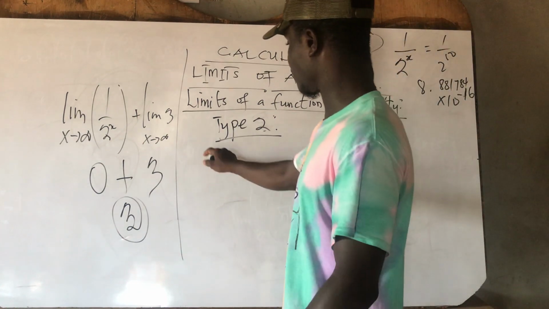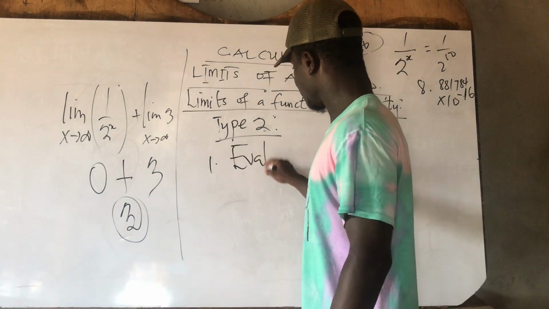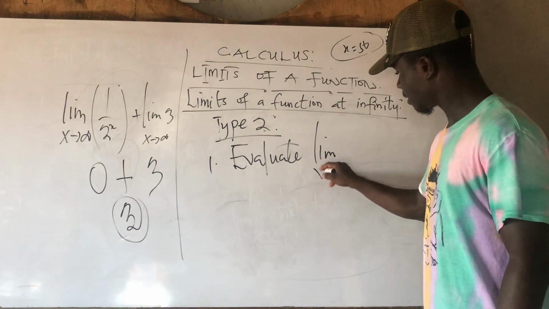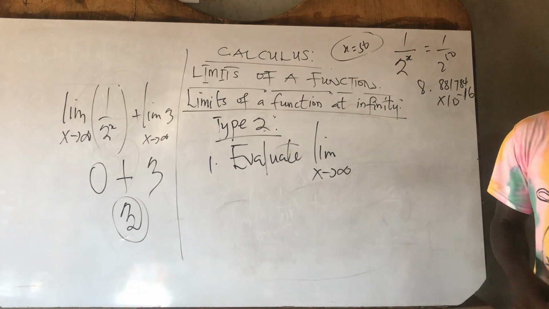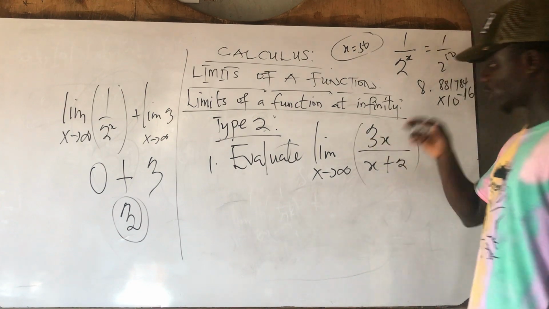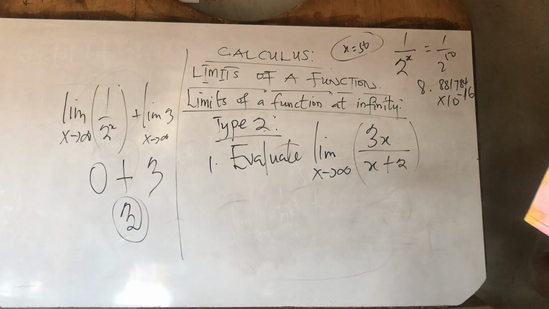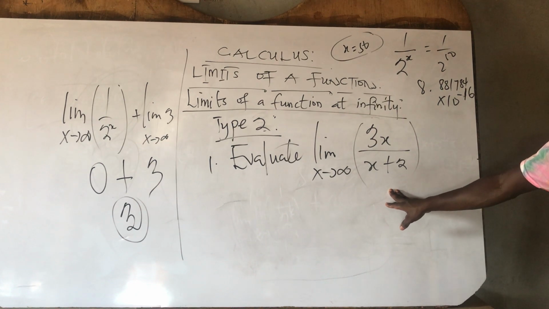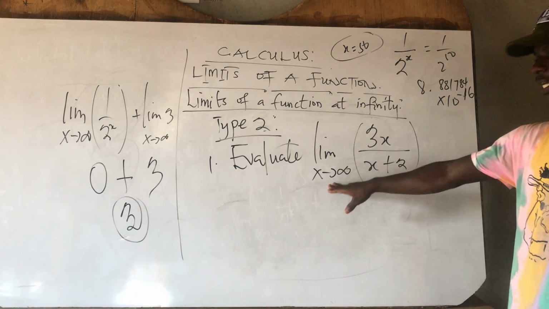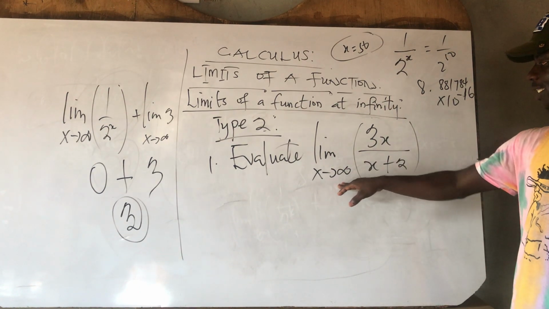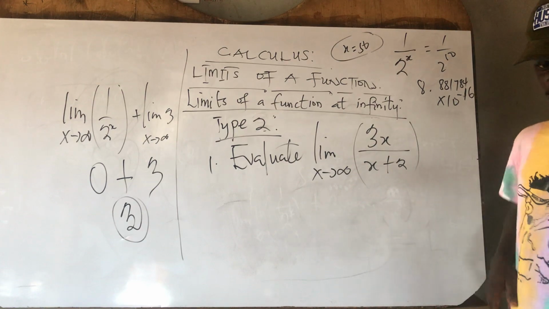So we have an example here. Evaluate the limit as x approaches infinity of 3x all over x plus 2. That's the function given here. Now, when you see this, we can't apply rule 7, because you cannot take the limit as x approaches infinity of 3x, then take the limit as x approaches infinity of x plus 2.